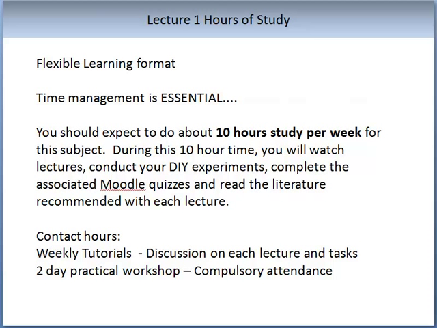There is a 2-day intensive practical workshop accompanied with this subject. Your attendance is compulsory. The dates that were suggested for this workshop were in week 8, Sunday the 13th, and Monday the 14th of April. These dates have been selected due to the flexible learning format.